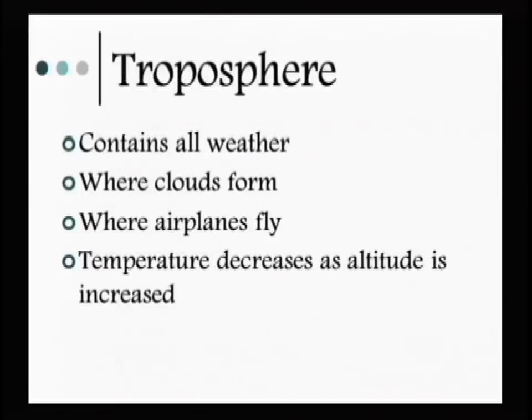Troposphere is probably the one that you're more familiar with. That contains all of our weather. That's where the clouds form. That's where commercial airlines fly. Not jets, things like that. They will go a little bit higher. But at least commercial airlines go ahead and fly. And for the most part, the temperature is going to decrease as the altitude is increasing. So you go up, it's going to get colder.